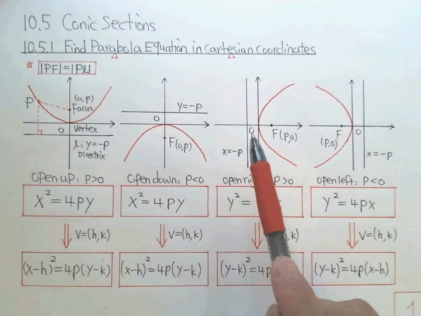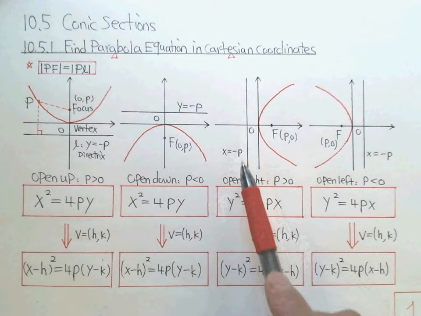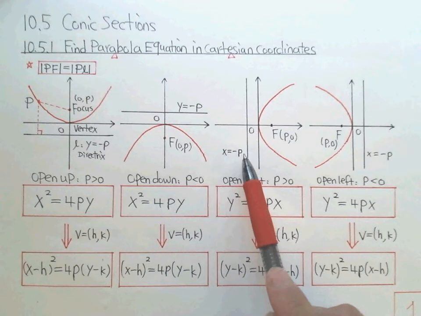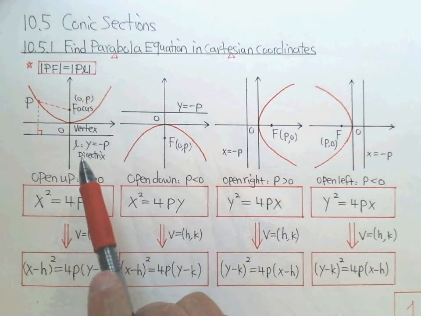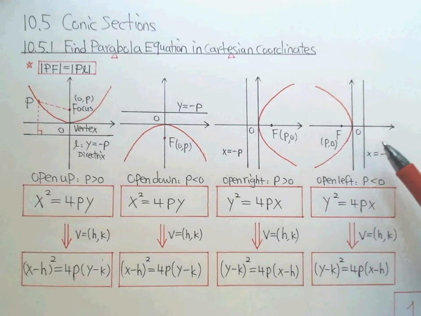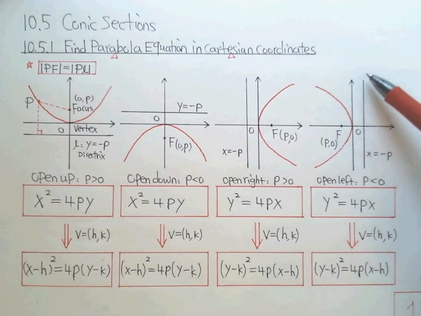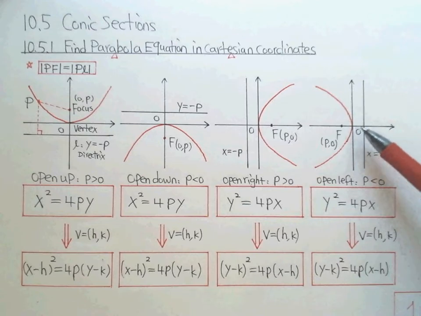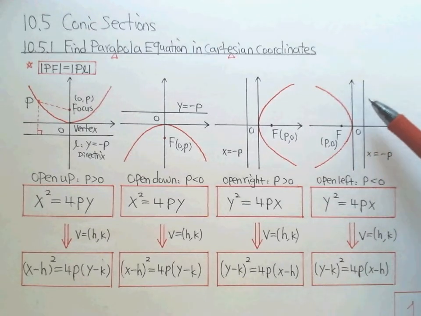And if we look at the directrix, it is a vertical line, which is x equals negative p. It's always negative p, negative p, negative p. But this time it is x equals negative p. If we put the directrix there, x equals negative p on the right side of the y-axis, what do we have?